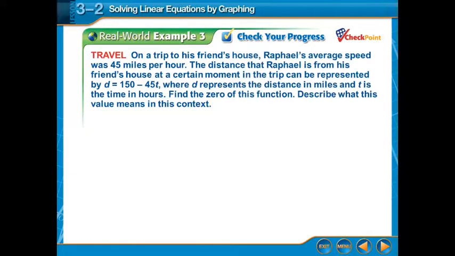Alright, let's look at one more. On a trip to his friend's house, Raphael's average speed was 45 miles per hour. The distance that Raphael is from his friend's house at a certain moment in the trip can be represented by d equals 150 minus 45 times t, where d represents the distance in miles and t is the time in hours. And it wants us to find the zero of this function and describe what this value means in the context. Well, here are your choices.